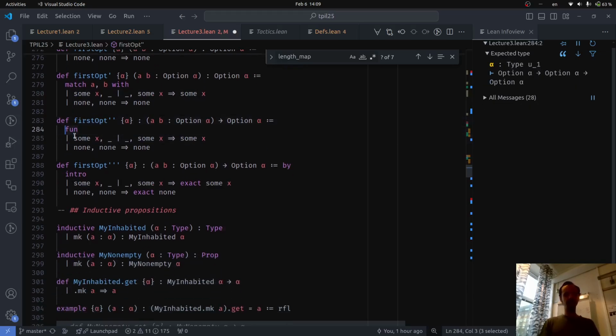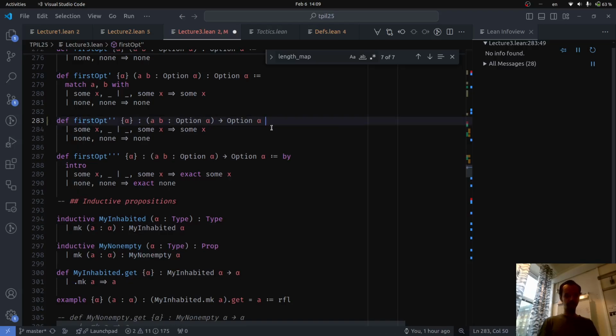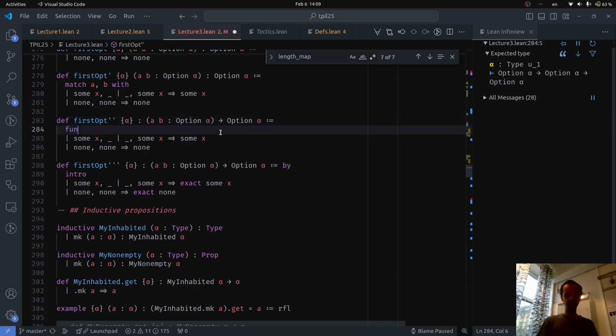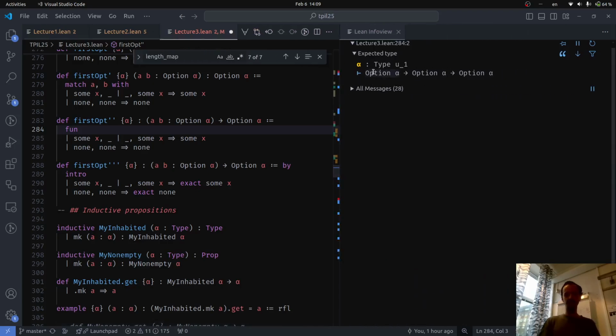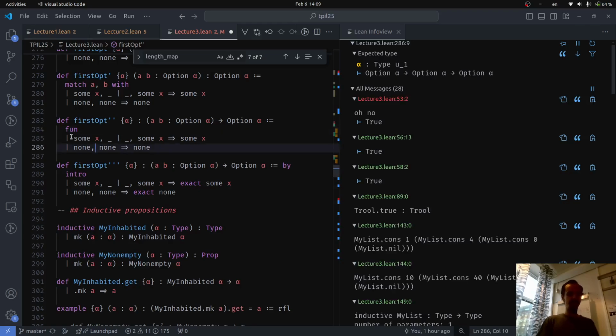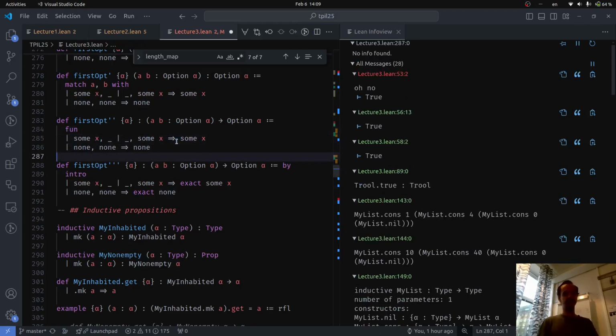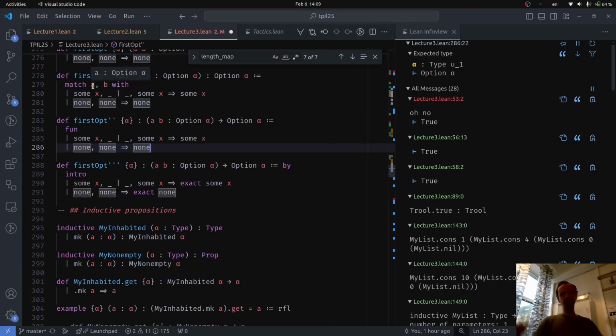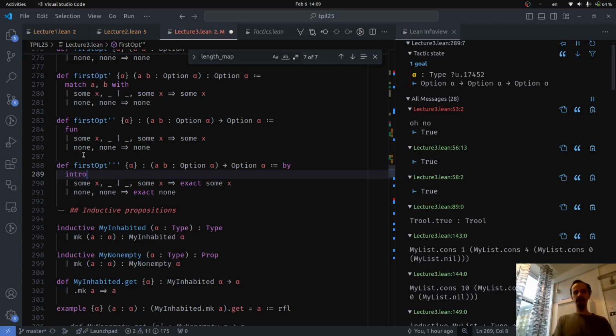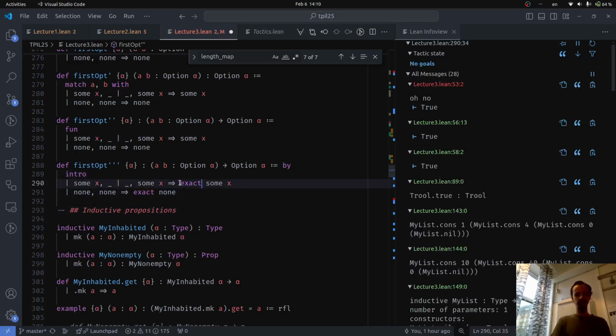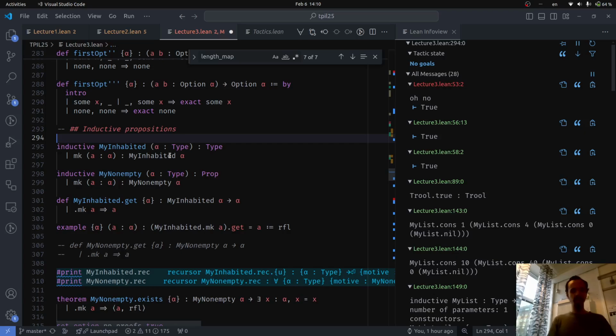You can also use fun, so I guess you could leave them both off here. But if you use fun, then it's creating a function type. So here, the target type is a function from option to option, and I just give it exactly the same syntax, but I'm not matching anything, I'm matching on the arguments. And the tactic version of fun is called intro, but otherwise exactly the same syntax, modulo the fact that in here we have more tactics, so it's got to have exact.